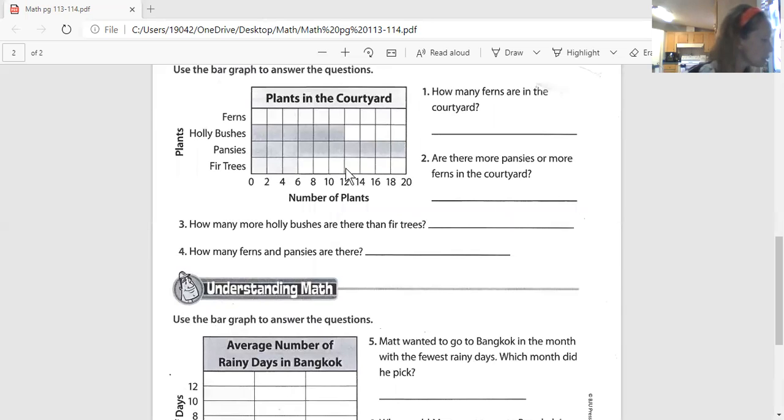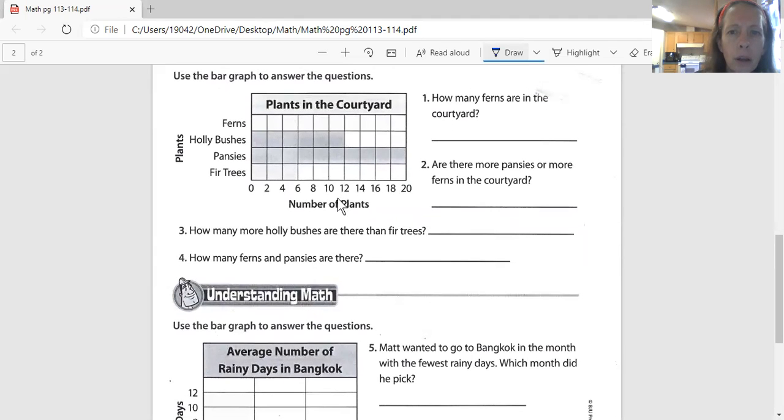Let's see if we can see them. Plants in the courtyard. I'm not sure if you can see this one or that one. Those look a little light to me. I don't know if you can see them, but on this top one up here, it goes to 18. It goes all the way to the line on 18. See 18, go all the way to the top and color all the way over.